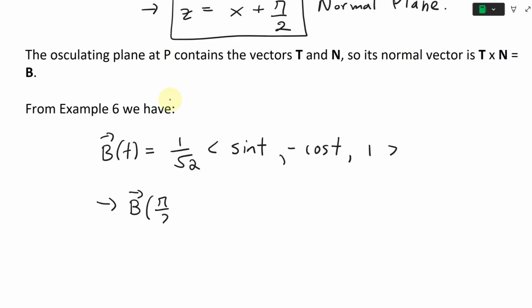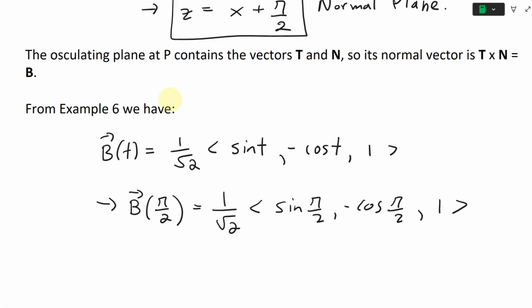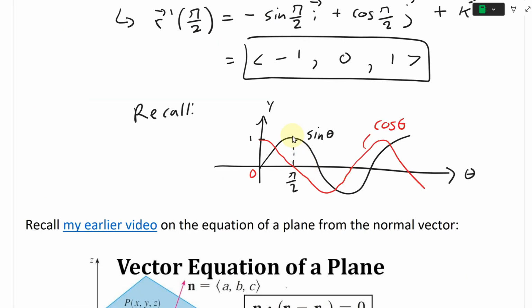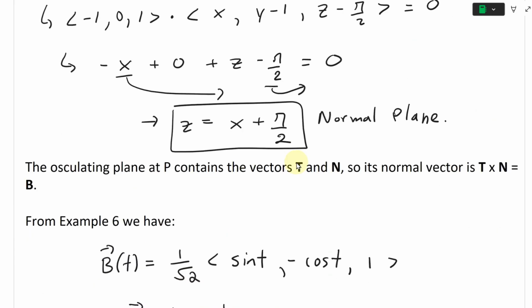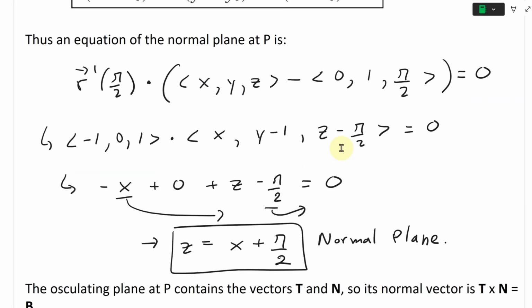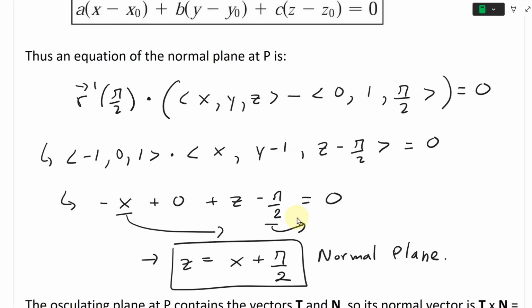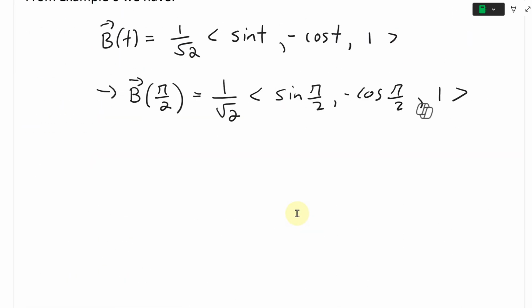pi over 2 is equal to 1 over square root 2, and then plug this in: sine pi over 2, negative cosine pi over 2, and 1, like that. Going back to that graph right here, sine pi over 2 is just 1. And then negative cosine pi over 2, that's just 0. So it just goes to 0. Yeah, so it doesn't change much.